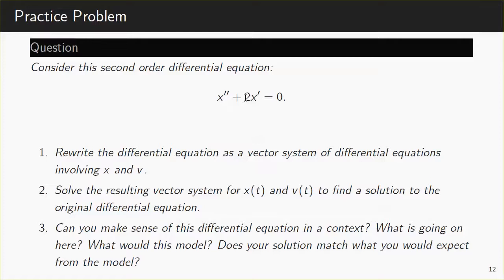So can you solve x double prime plus 2x prime equals 0? What you want to do is rewrite it as a vector system using x and v. Solve it. It should be partially decoupled, so you should be able to solve it by solving either x or v first. And then we can talk about what's going on and what this model would mean.